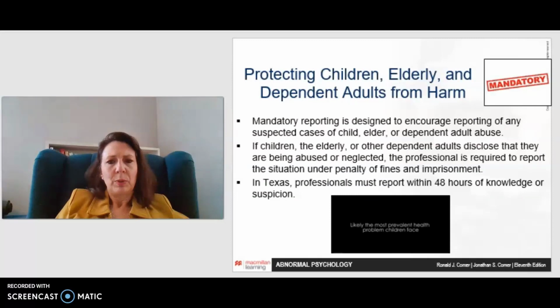Finally, we want to make sure that we protect children, elderly, and dependent adults from harm. Mandatory reporting is designed to encourage reporting of any suspected cases of child, elder, or dependent adult abuse. If children, the elderly, or dependent adults disclose that they are being abused, the professional is required to report the situation under penalty of fines and imprisonment within 48 hours of knowledge or suspicion.